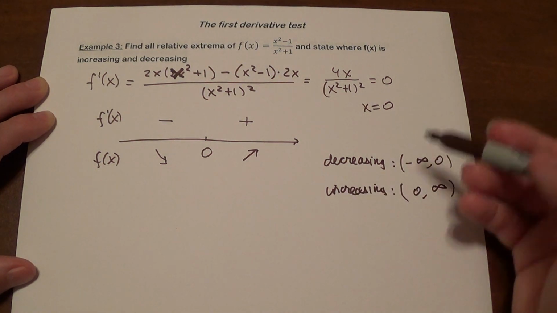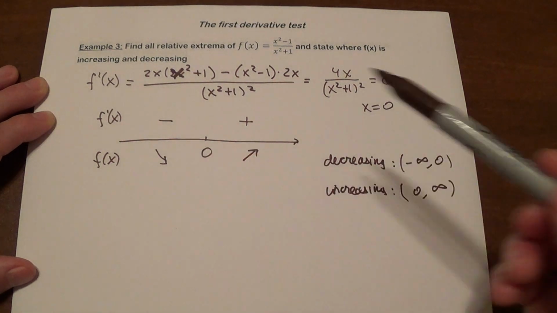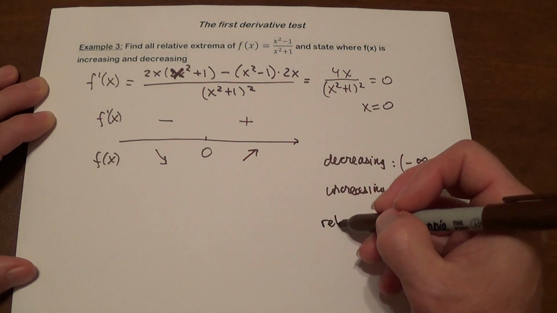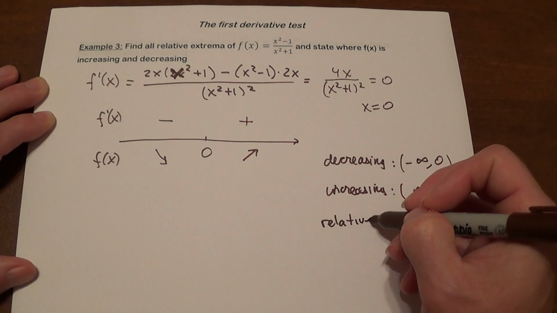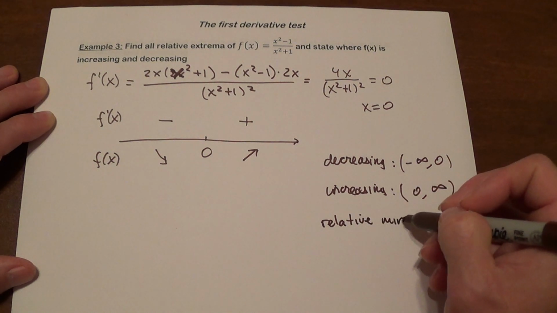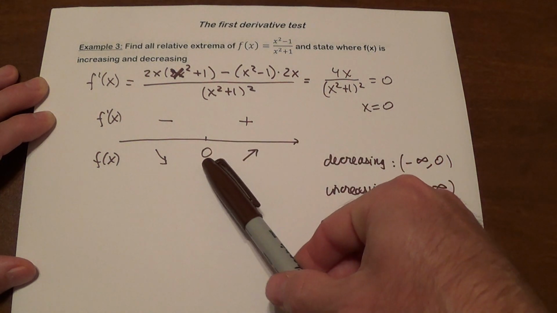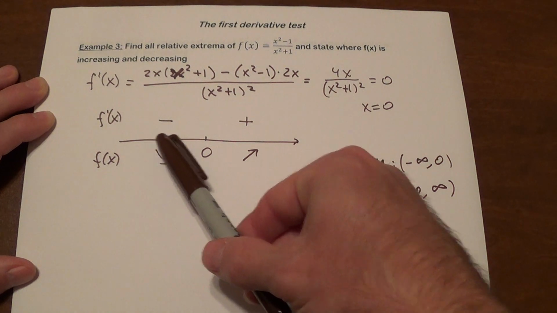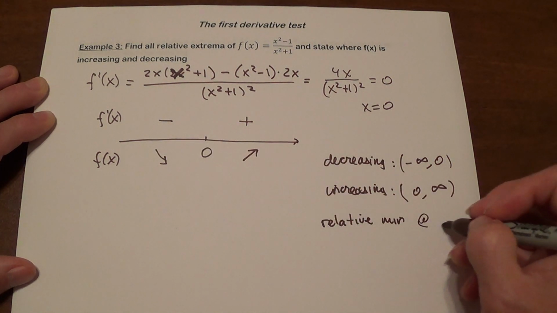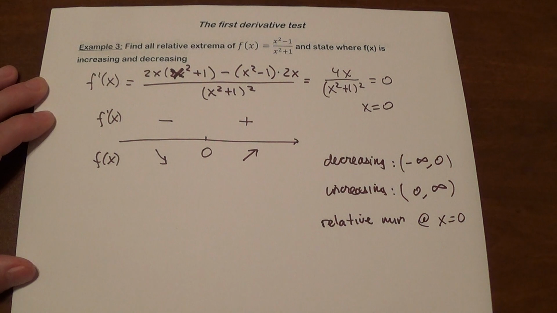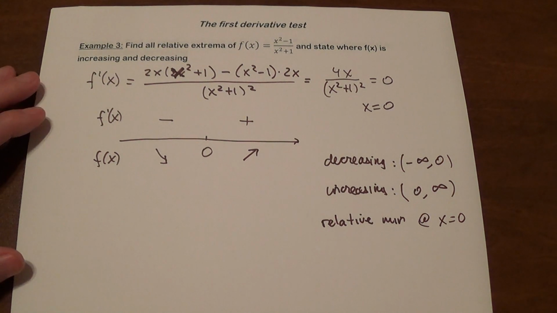And since the function is defined at 0, we're going to have a relative minimum here, because we have this critical value and our first derivative changes from negative to positive. So it's going to happen at x equals 0. Okay.